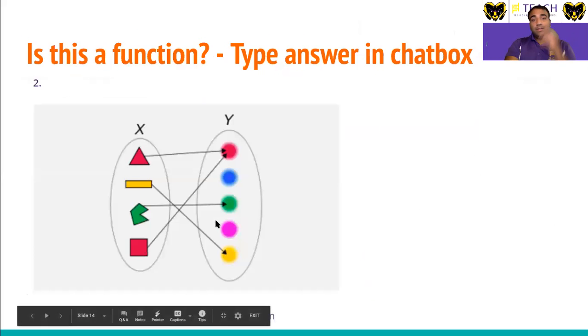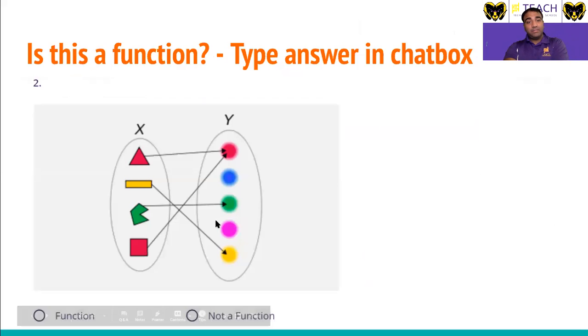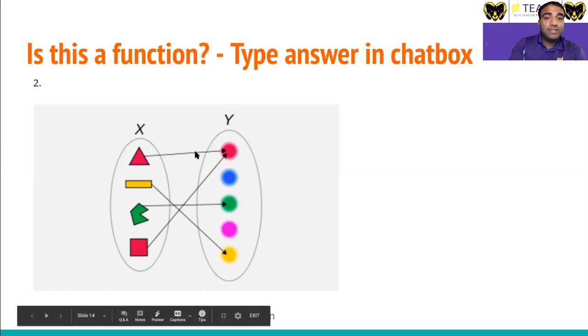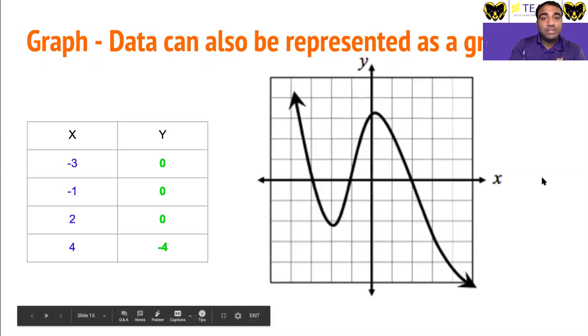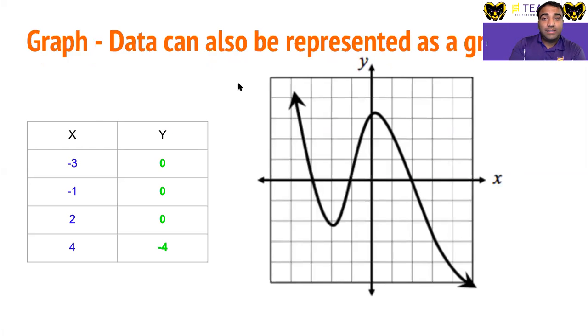Let's see. So then math doesn't have to be in numbers, it could also be in symbols. Is this a function? Go ahead and type your answer in the chat box. The answer is yes. You can have one input go to the same output, but they can only have one and exactly one output. You can also represent data in the form of a graph.